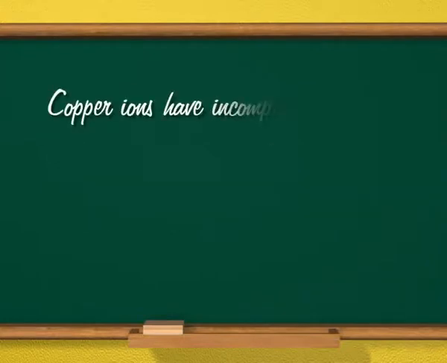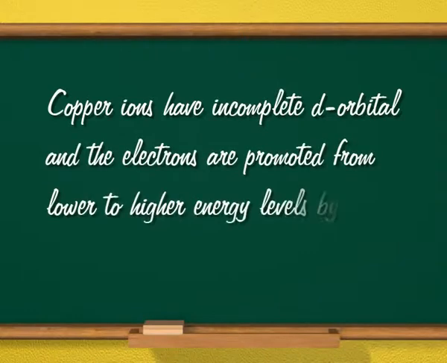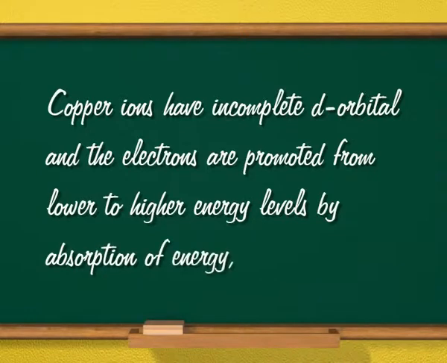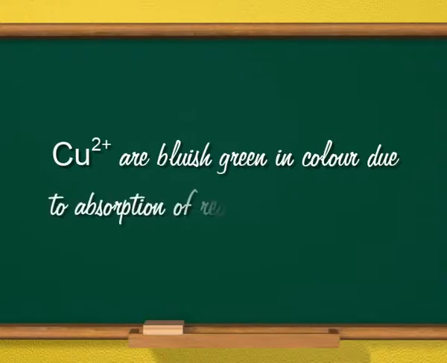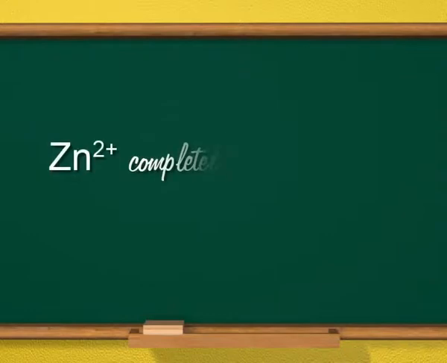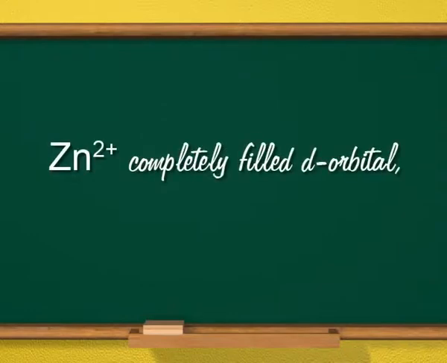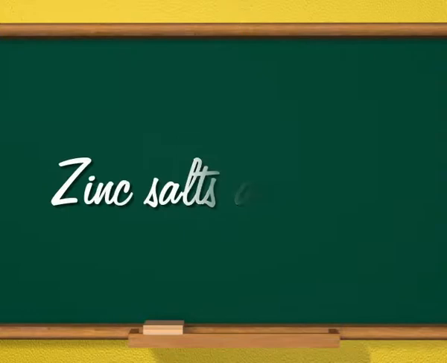Copper ions have incomplete d orbital and the electrons are promoted from lower to higher energy levels by absorption of energy. That's why copper ions or Cu2+ are bluish green in color due to absorption of red light wavelength. Zinc ions Zn2+ have completely filled d orbital. It cannot absorb radiation and hence zinc salts are white.